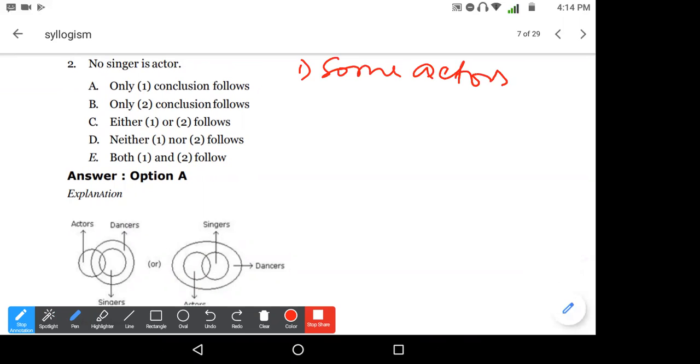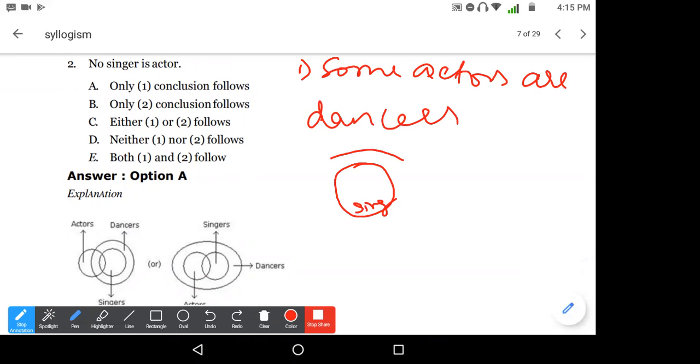Some actors are dancers. Now let's take, for example, these are singers. All singers are dancers. Few actors are singers. Few actors are singers. So I can also say few actors are also dancers. Right? I can say that also. So my first conclusion is correct.